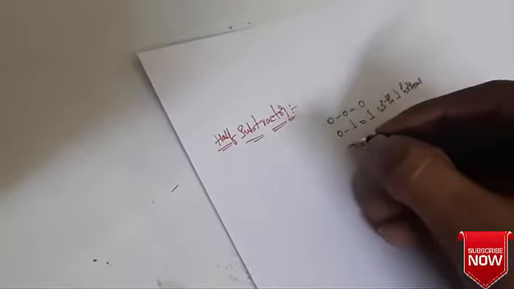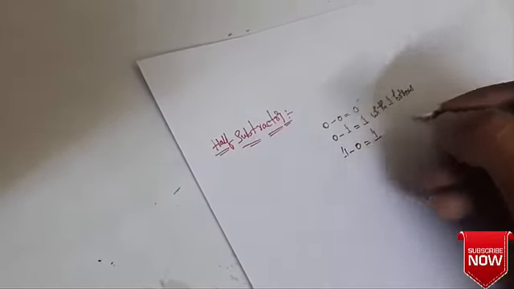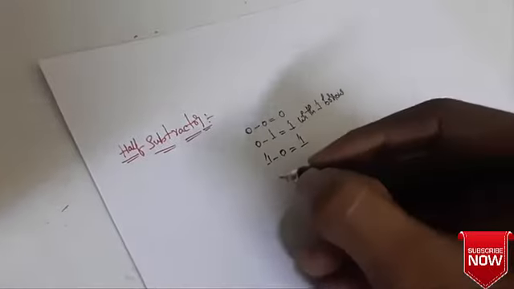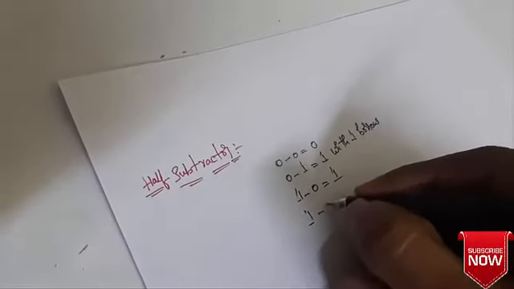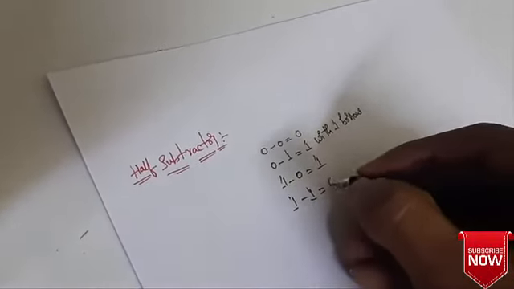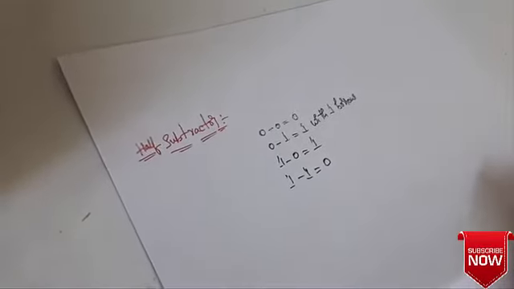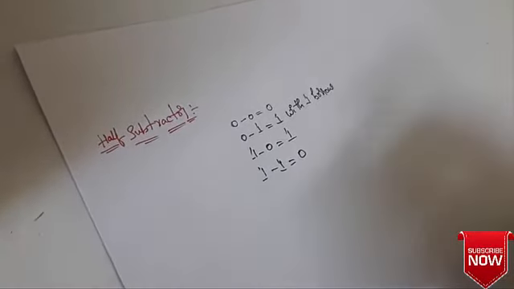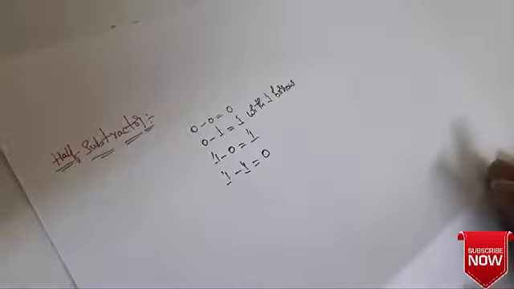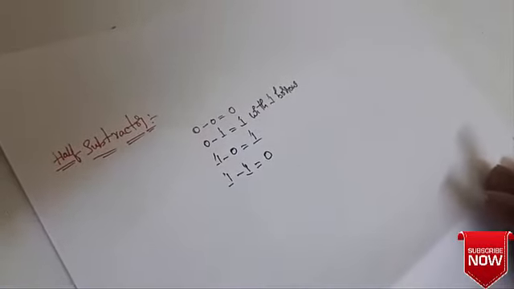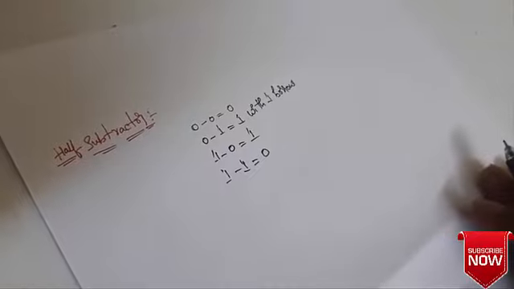If you take 1 minus 0, the difference will be 1. If you take 1 minus 1, you will get 0. This half subtractor is a combinational circuit that subtracts 2 bits and produces their difference, a minus b.